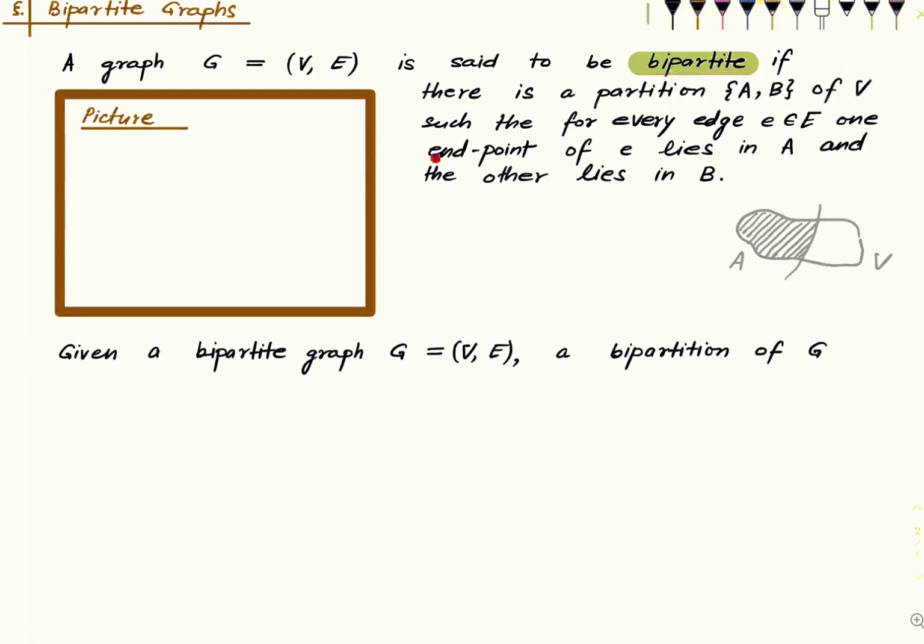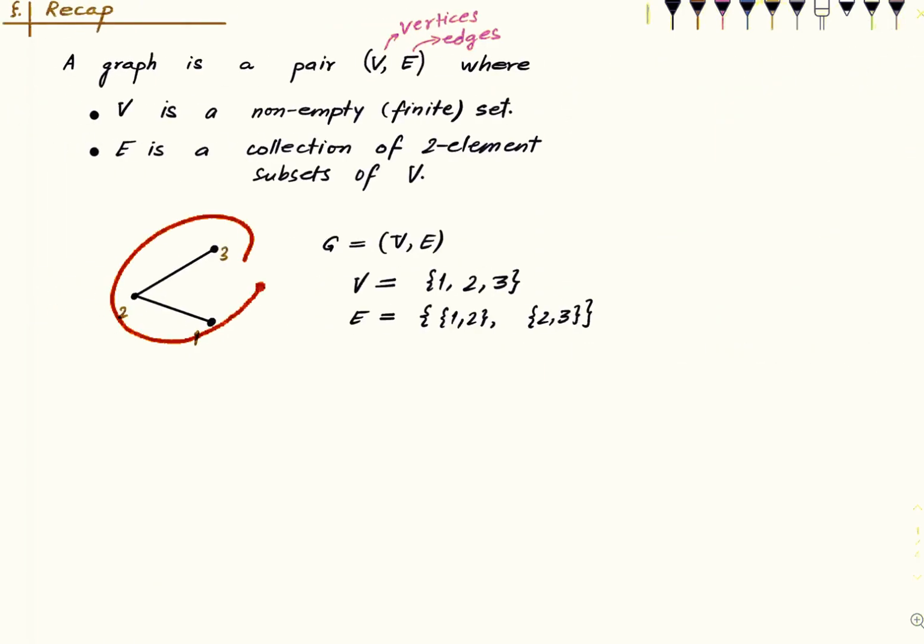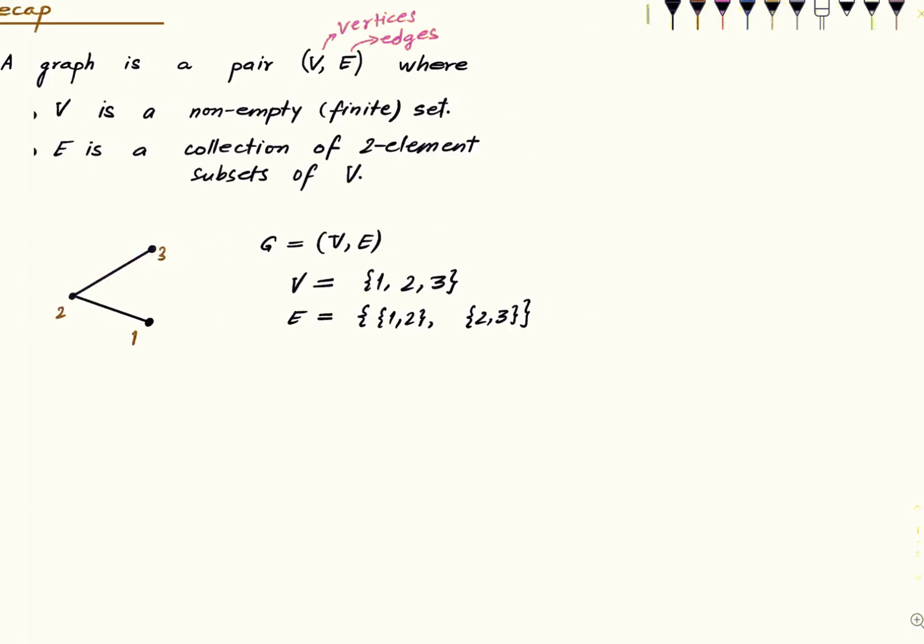And endpoint. This we need to define properly. So if e is this edge, let's say x comma y, then x and y are called endpoints. So that's the definition of endpoints. It's good terminology, because if you look at the picture, let's say this graph, and you take this edge, these two do look like endpoints visually.